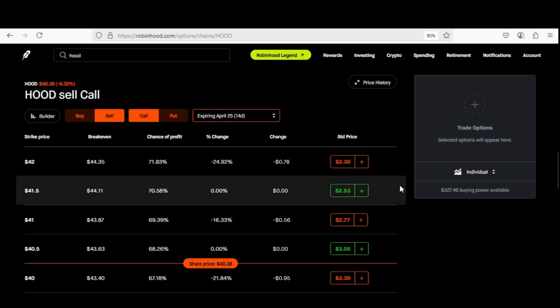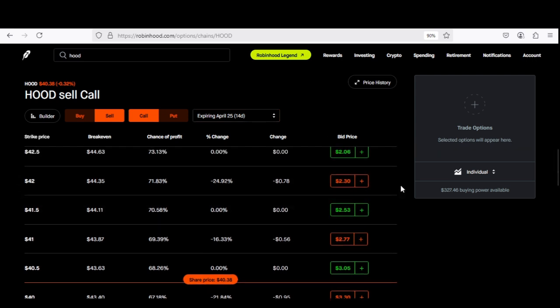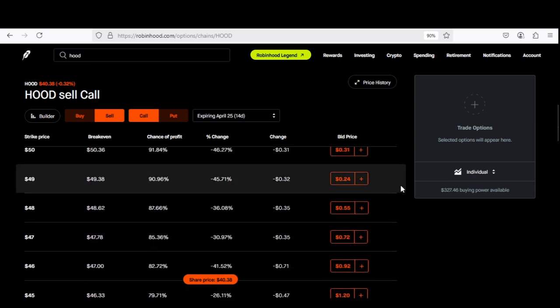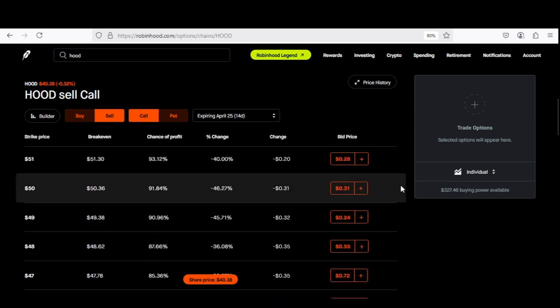Now I'm going to go ahead and choose my strike price. Once again, I'm going to go with the strike price above the current share price, and I will be going with the $50 strike price right here. Now, with the $50 strike price, because we're selling once again, we're going to be receiving money. The amount of money we're going to be receiving is 31 cents, or $31.